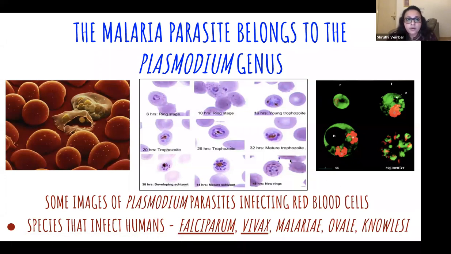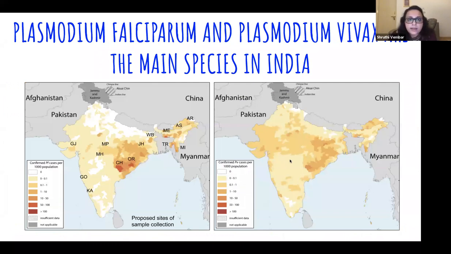So now just a bit about what are the ones that we find in India, right? Like I said, there are 5 species, but of these 5 species, the 2 most important species that we find in India are Plasmodium falciparum and Plasmodium vivax. If you look at the map here, the left image is for Plasmodium falciparum and the right image is for Plasmodium vivax. And these states here, CH is Chhattisgarh, OR is Orissa, and JH is Jharkhand. So these 3 states really account for a lot of the malaria cases in India.